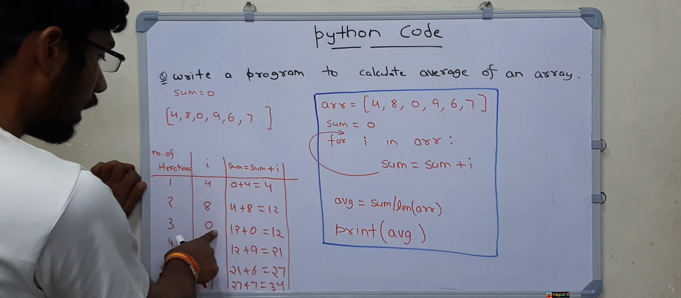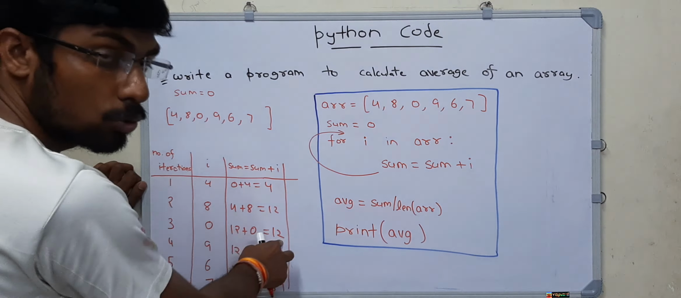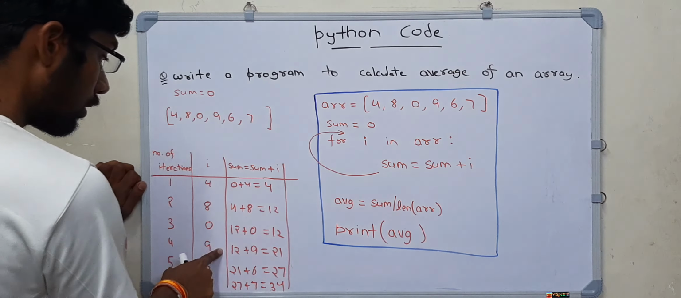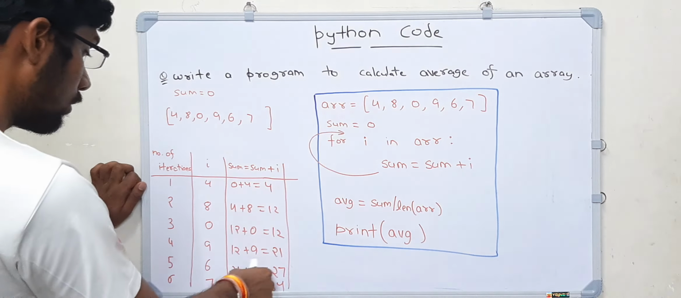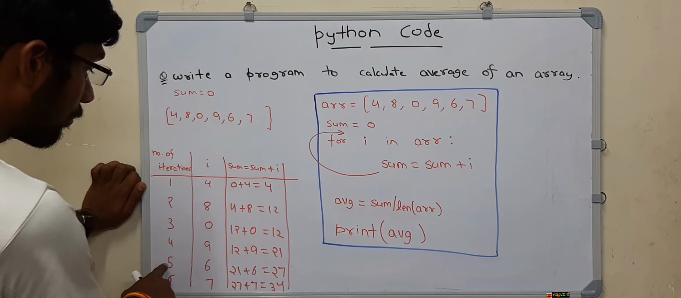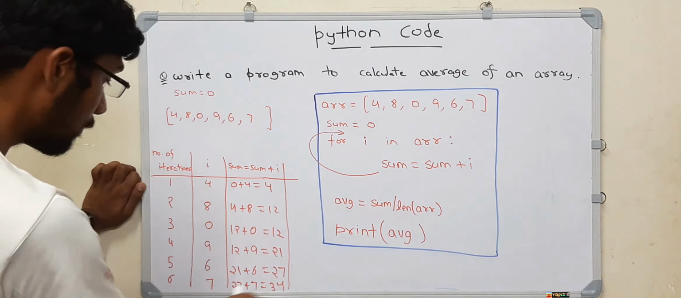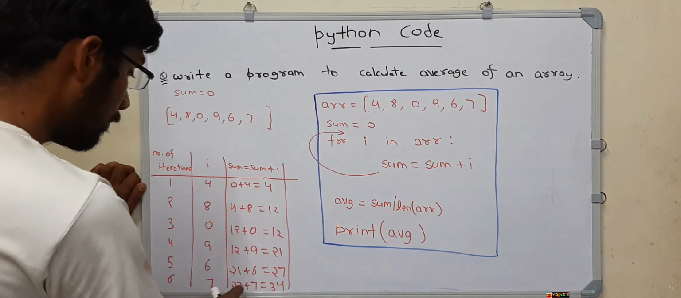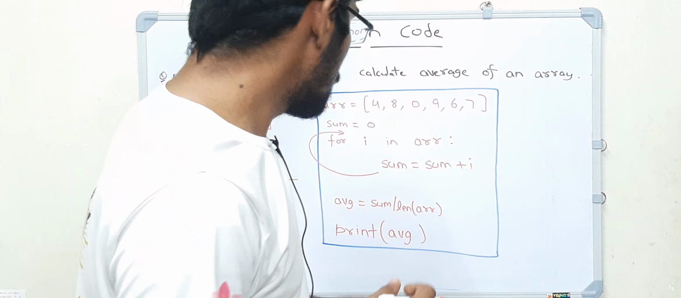In the third iteration, i will be 0. So 12 plus 0 equals 12. In the fourth iteration, my i is 9. So sum plus i, which is 12 plus 9, equals 21. So my sum value will be modified to 21. In the fifth iteration, I will take value 6. So sum plus i, 21 plus 6, equals 27. In the sixth iteration, I will take value 7. So 27 plus 7 equals 34. So the sum of the elements of this array is 34.